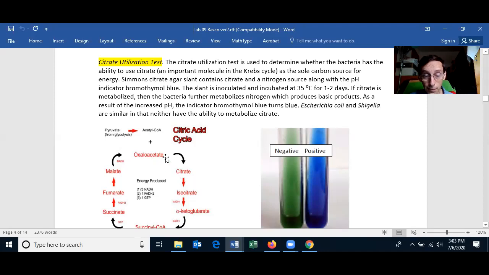You remember citrate is one of the carbohydrates in the Krebs cycle. So if the bacteria can undergo the Krebs cycle, it can utilize citrate. And if the bacteria cannot use citrate, it won't grow on the tube, and the tube will not change color. And we'll call that negative, and the tube will stay a green color. Okay? Once again, citrate is the only food source for the bacteria. And if it can't use citrate, it won't grow on the tube, and the tube will stay greenish in color.